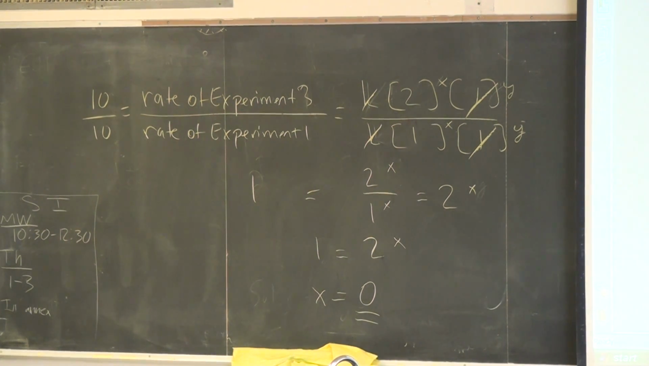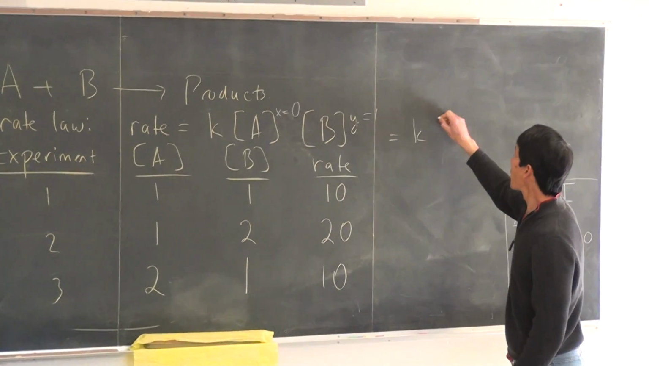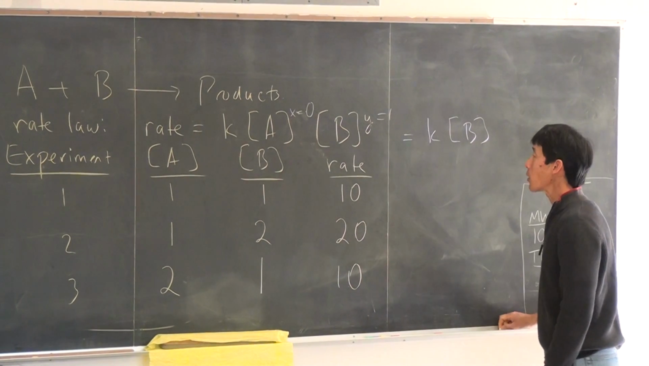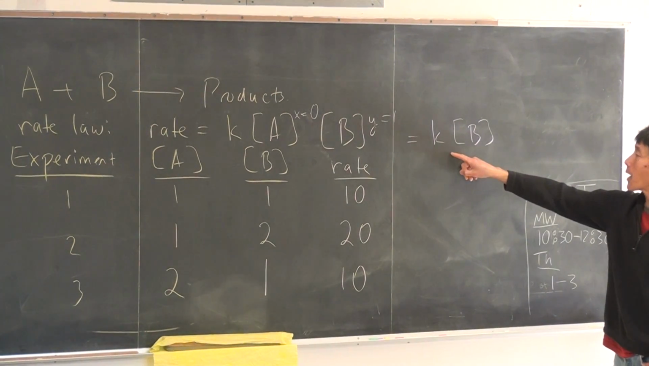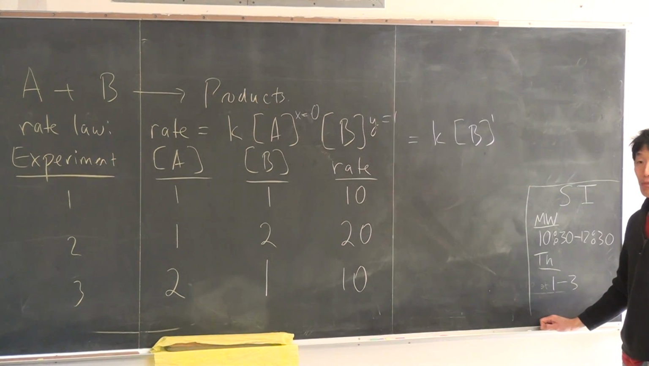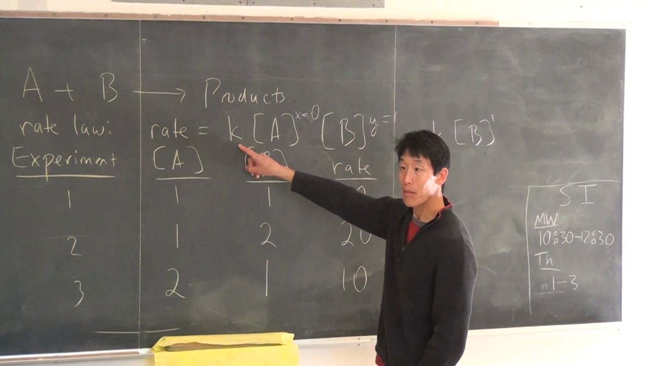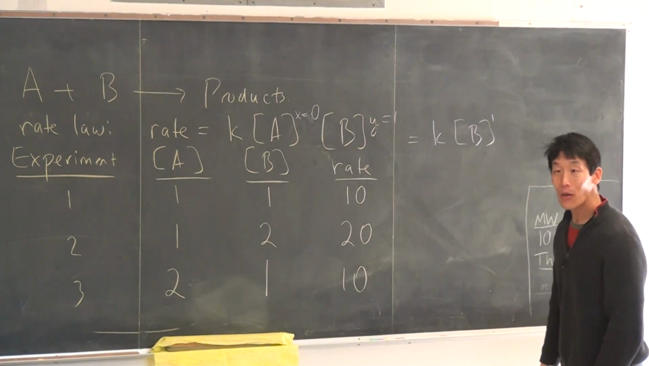If we plug in our numbers, x equals 0 and y equals 1, so this implies k times b. So this is our rate law: the rate is equal to the rate constant k times the concentration of b to the first power. Based on this information, can you calculate the rate constant k? How would you calculate k?